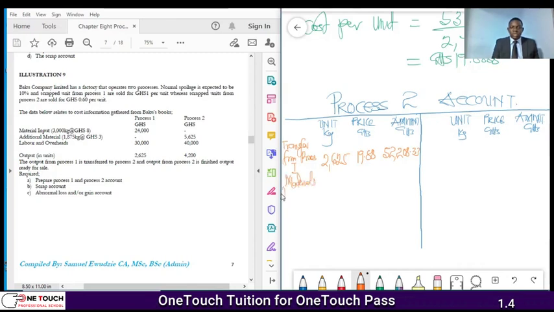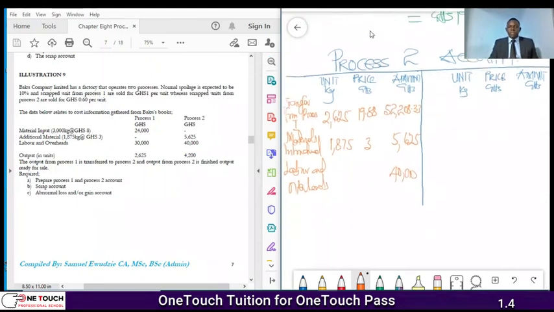Then we have materials introduced. The materials introduced were 1,875 at a price of 3 cedis, and that gives us 5,625. Okay, then we add labor and overheads. The overhead cost was 40,000.